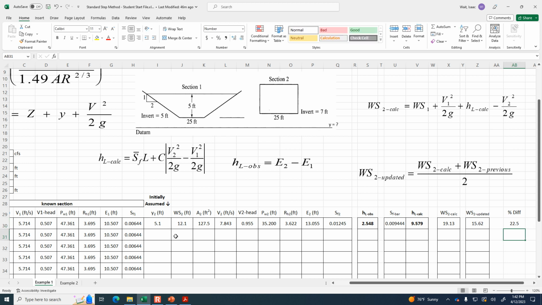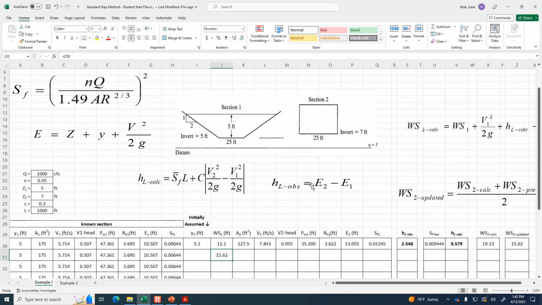Yep. Okay, so now it didn't match. We've got a bad guess, and we want to do better. So our new guess equals this updated value. So we know the water surface, and the depth is going to be this water surface minus the 7-foot z, the difference between the water surface and the depth. So the water depth, y1, equals the water surface minus z2. So if the water surface is 15.62, then the new depth would be 8.62.